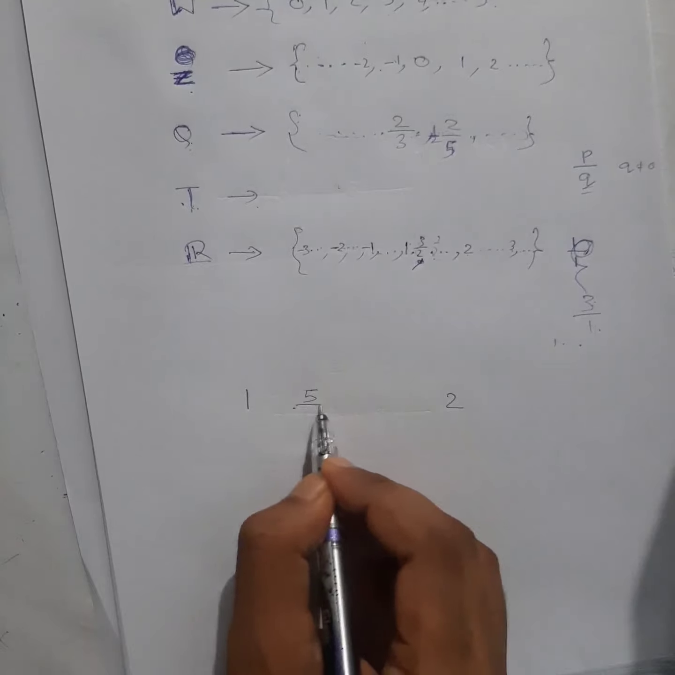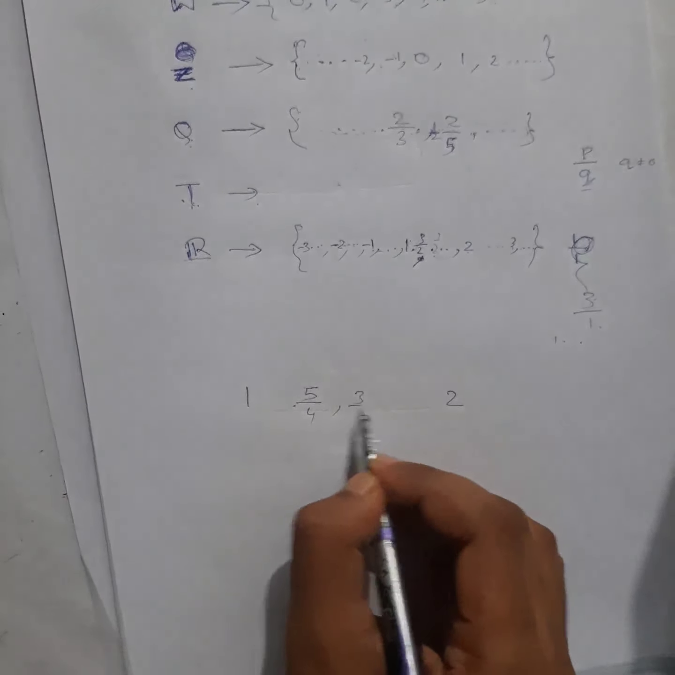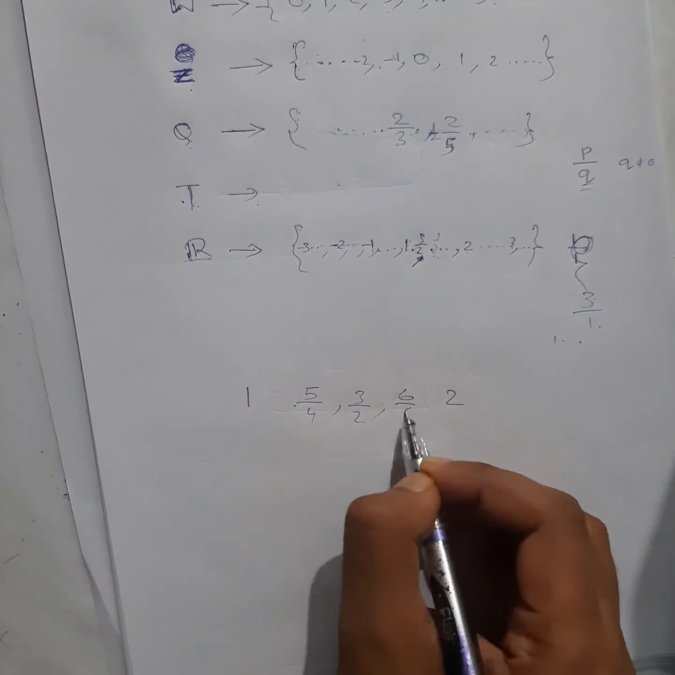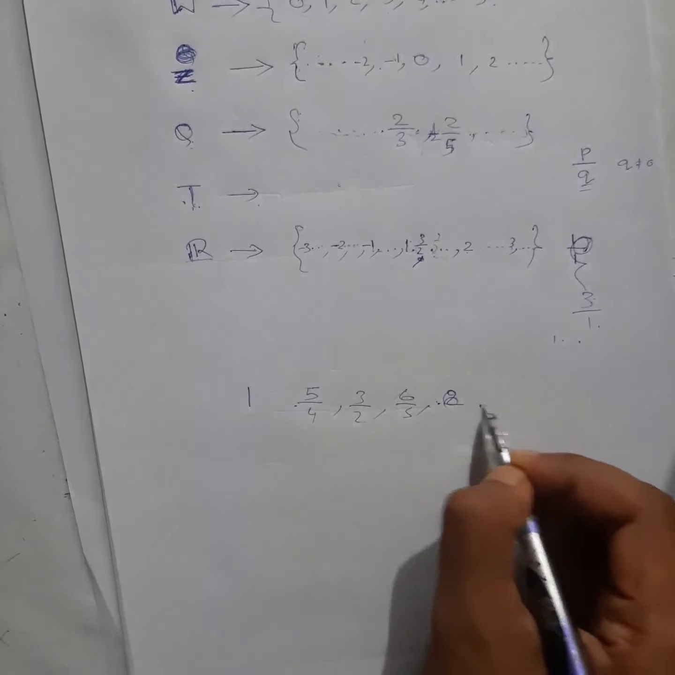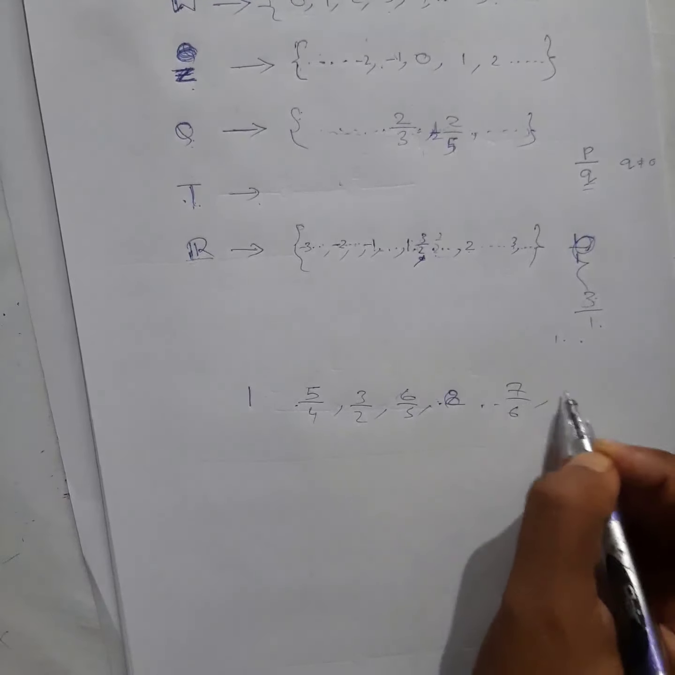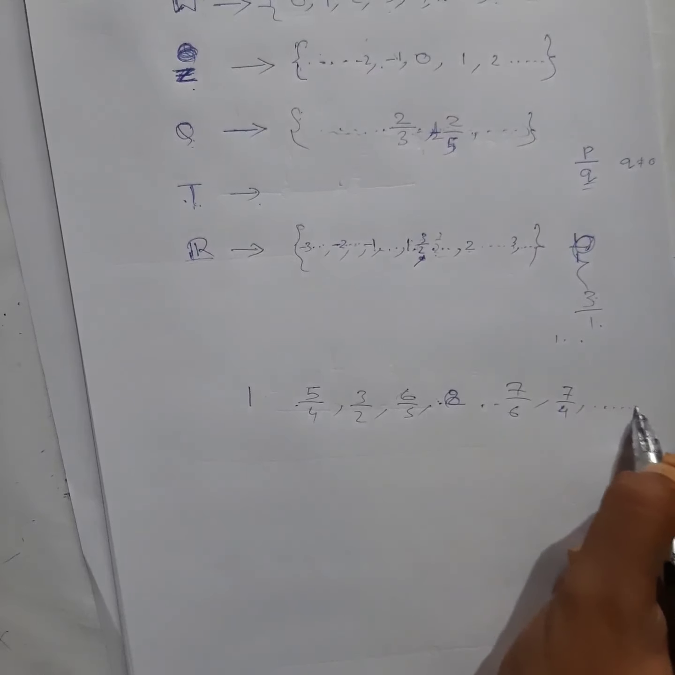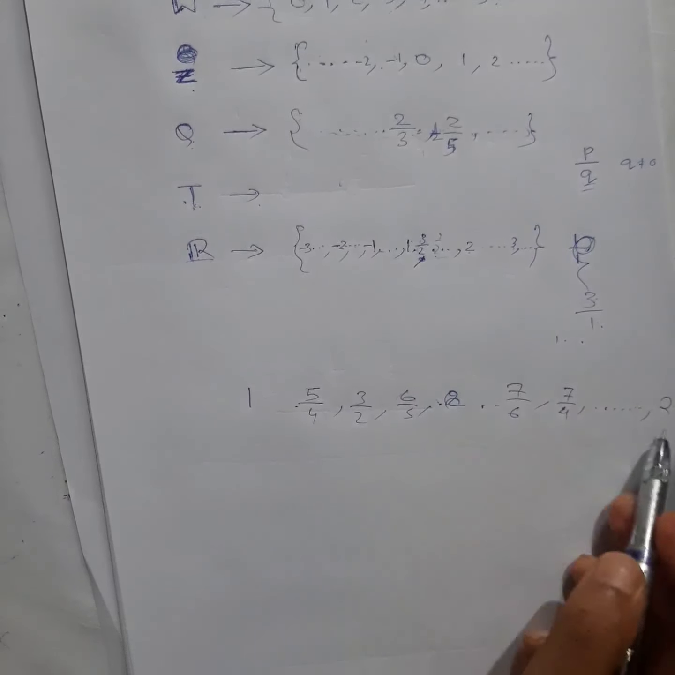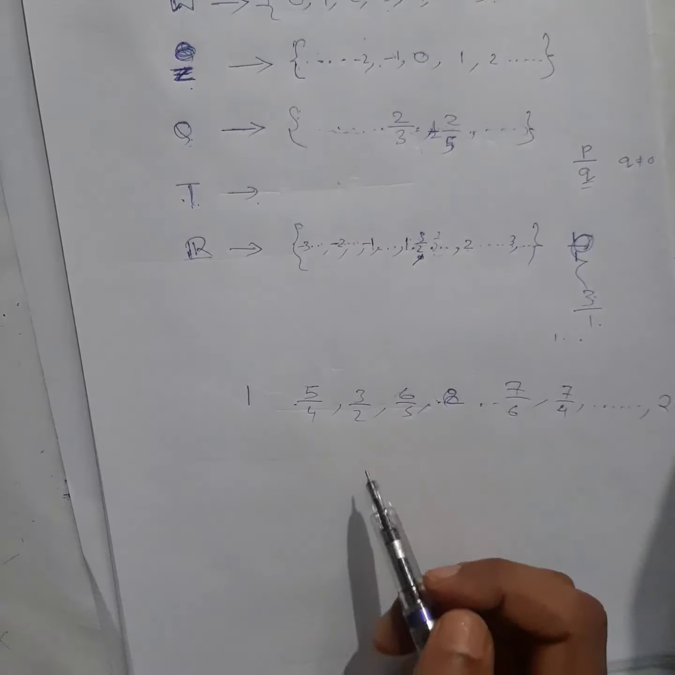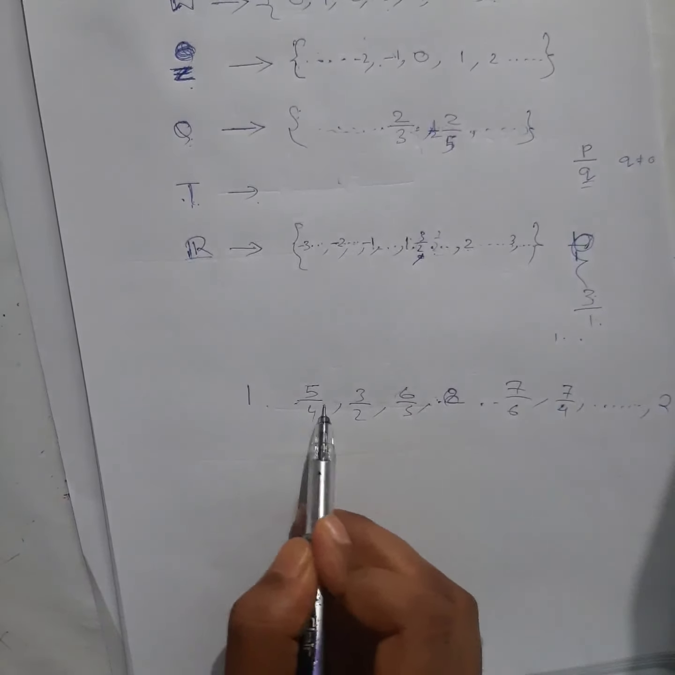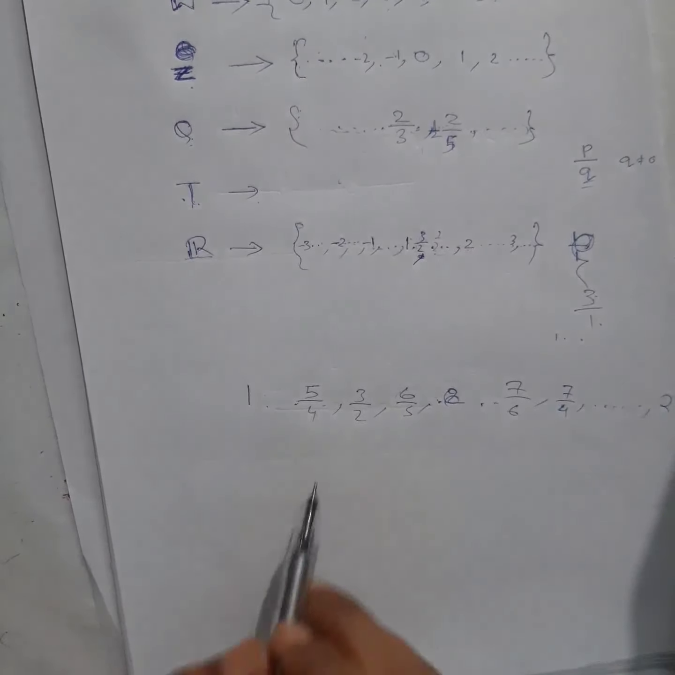So like this, 5 by 4, 3 by 2, 6 by 5. In this way, infinite numbers I can write. 7 by 6, 7 by 4 also. In this way, infinite numbers will be there in between 1 and 2 only. Now it is not possible to list all these elements in this case.